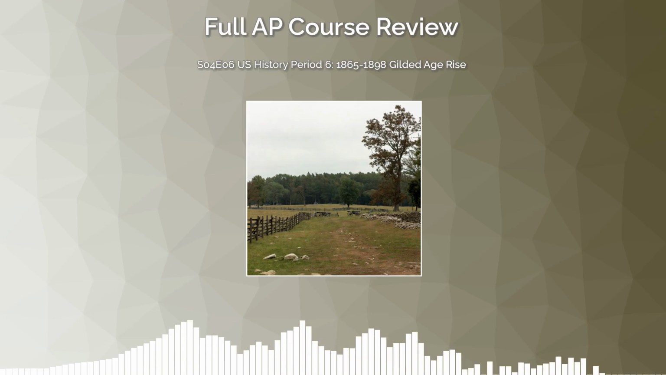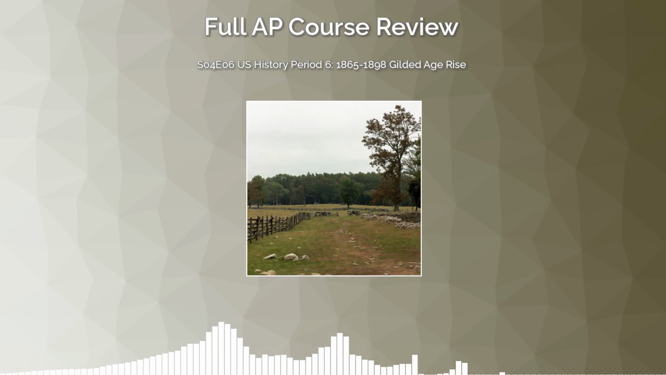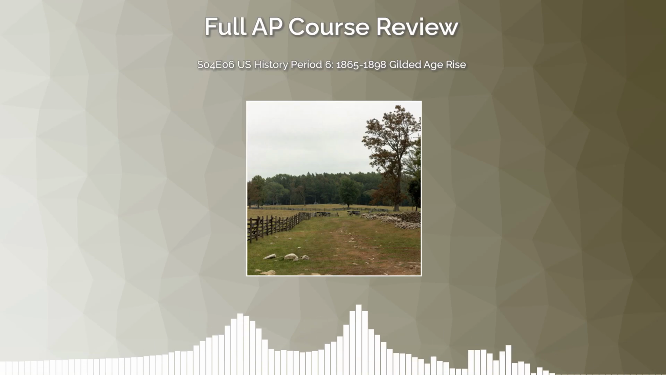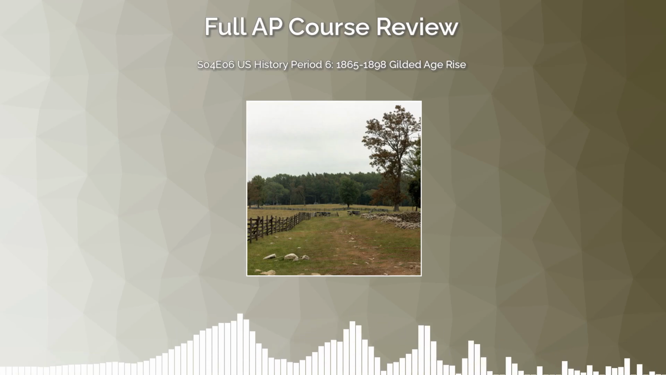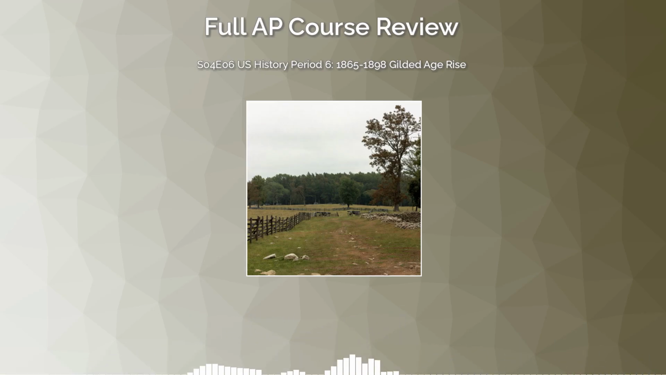Debtors wanted inflation, which meant either keeping greenbacks or, as the populist movement would demand, coining silver freely at a ratio of 16 to 1 against gold. Creditors and Eastern bankers wanted the gold standard to keep the dollar stable and their investments safe. This tension would explode into the presidential election of 1896.